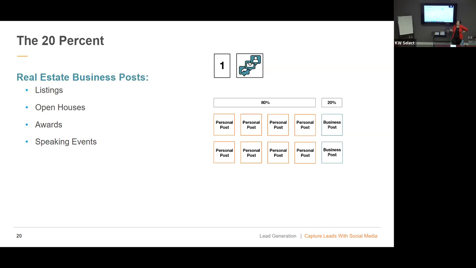Then we go into the 20%, which is the real estate focused posts. So things like your listings, open houses, awards. We just had awards night, so that's a good one to post about. Speaking events, if you were speaking at anything or you're hosting a home buyer seminar, whatever it is, basically anything real estate related. That could be things like market stats, really anything you can think of within that real estate realm. As you look at this diagram here, and I believe it is in the manual on page 8.5, this is just a visual to see how many of your posts should be personal versus business.